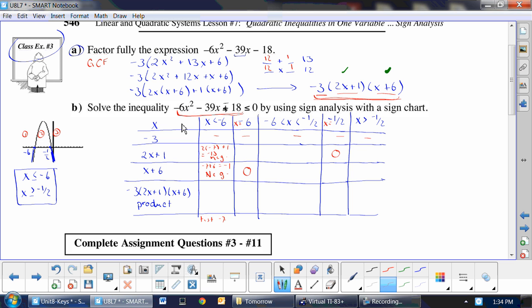Then for the product part, we get to say, okay, -3 multiplied by 2x plus 1 multiplied by x plus 6. So you go, well, that's a negative multiplied by a negative, so it gives us a positive, multiplied by another negative. So what's our product, Josh? A negative. You got it.